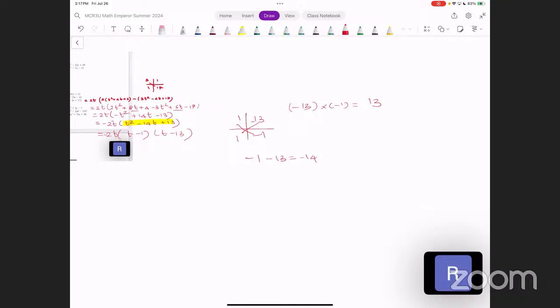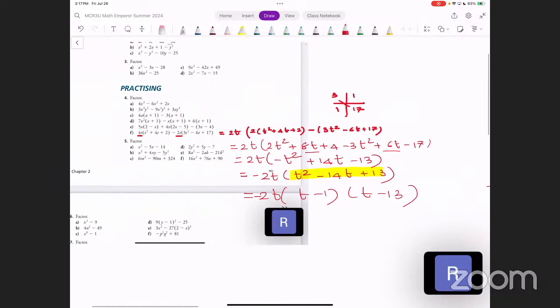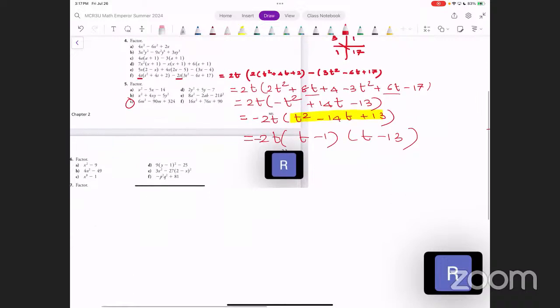So Adam, right? No, yes, okay. All right, so let's go back to another question from the textbook, factoring. All right, can you guys do 5C?